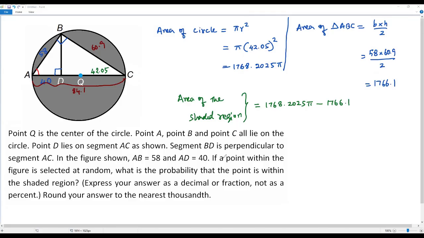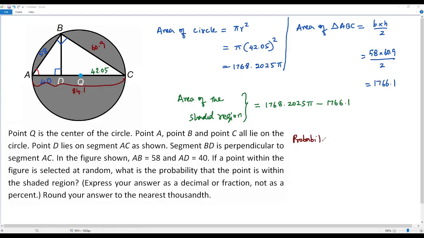Now let's go to the question. If a point within the figure is selected at random, what is the probability that the point is within the shaded region? Since a point is selected within the figure, that is the circle, we have to consider the area of the circle as sample space to get the required probability, and the area of the circle, that is the sample space, should be written in denominator.